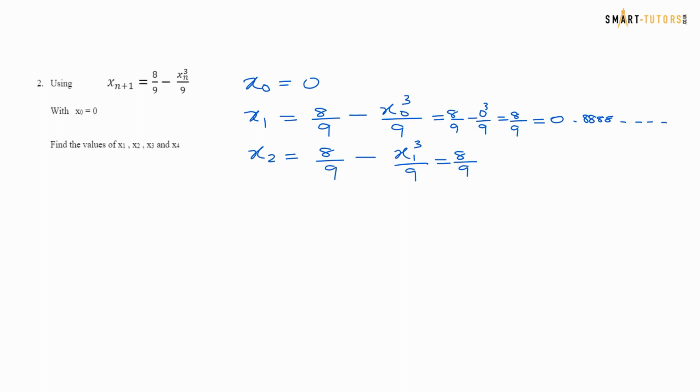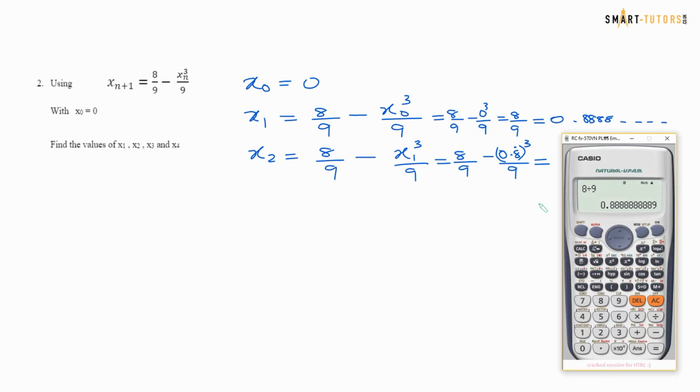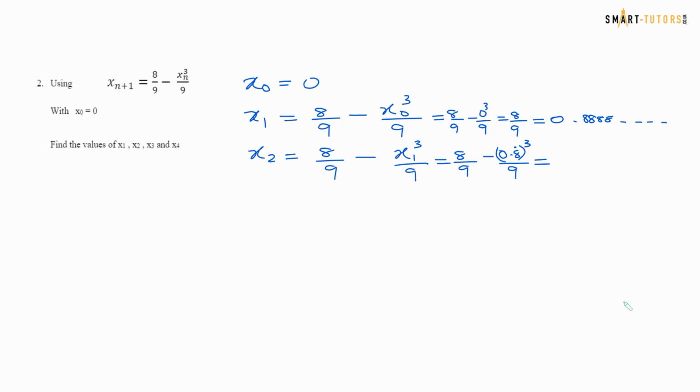8 upon 9 minus 0.8 recurring cube over 9. So that is going to be 8 divided by 9 minus the answer cube, over 9. So the answer is 0.810852. So that is the x2.